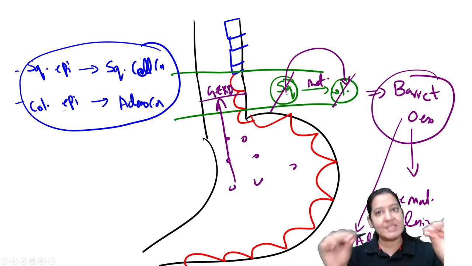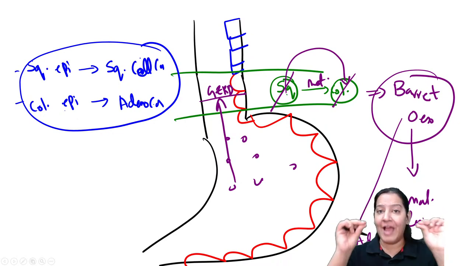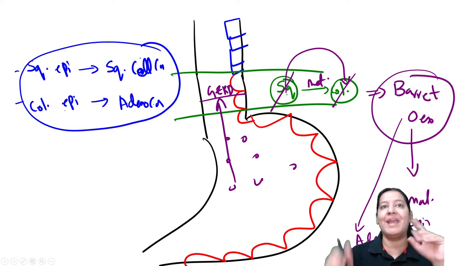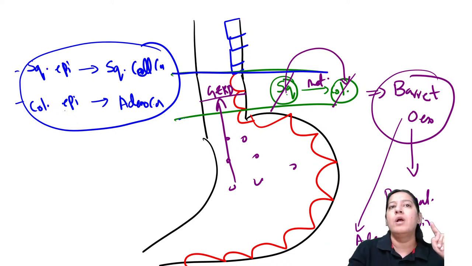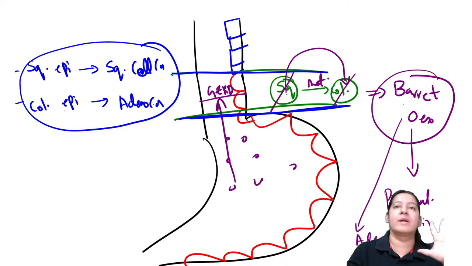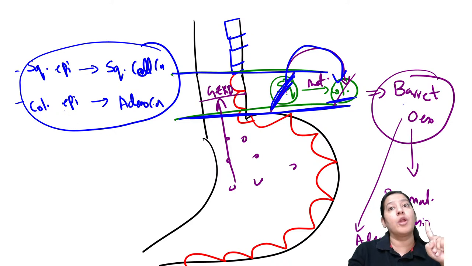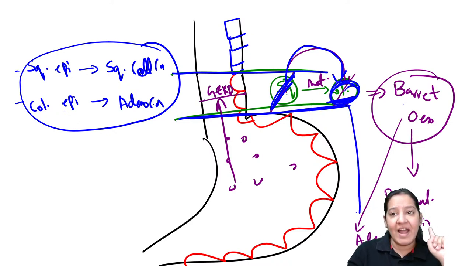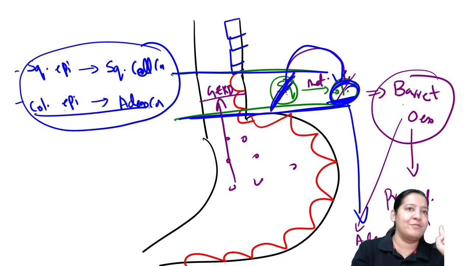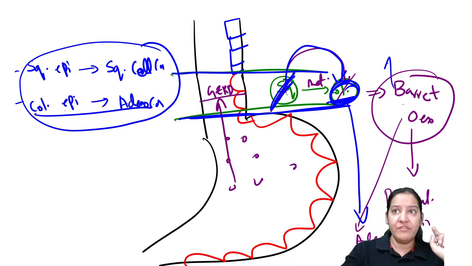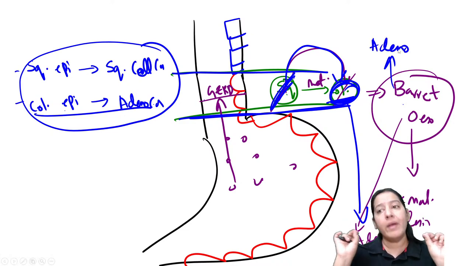Now apply your brain. Apply the concept here and tell me, in Barrett esophagus, what is the lining in the lower esophagus? Initially the lining was squamous, but now it is converted to columnar because of GERD. In columnar, we have adenocarcinoma. We don't have squamous. Barrett esophagus will lead to adeno. It will never lead to squamous. Now, you will never forget. It is a pre-malignant condition.